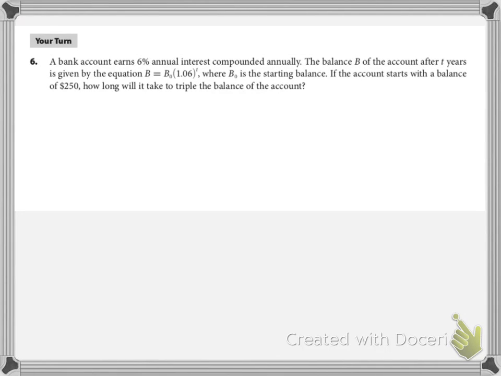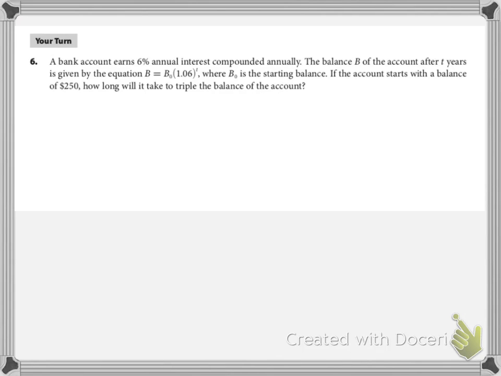Okay, so let's take a look at an example of an equation that we could solve algebraically using some of the log properties that we just looked at. A bank account earns 6% annual interest compounded annually. The balance B of the account after T years is given by the equation B is equal to B sub 0 times 1.06 to the T power.